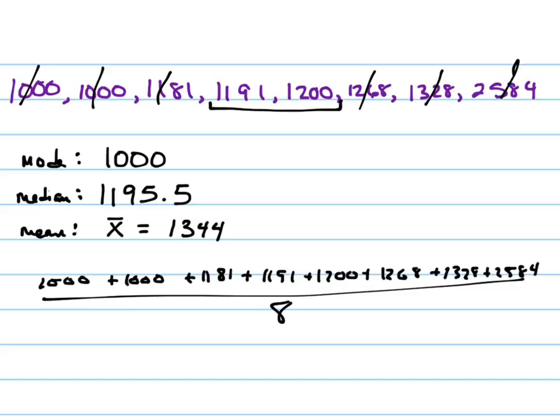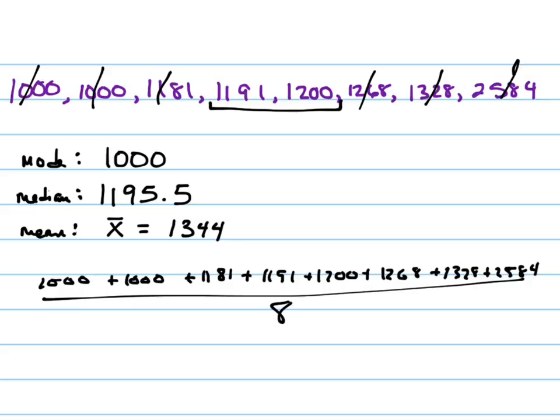All right. This makes sense? All right. So the question is, which measure of central tendency best represents the data? Which one is closest to the middle? Out of our mode, median, and mean, which one's best?